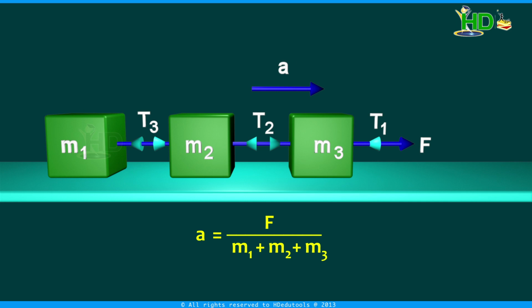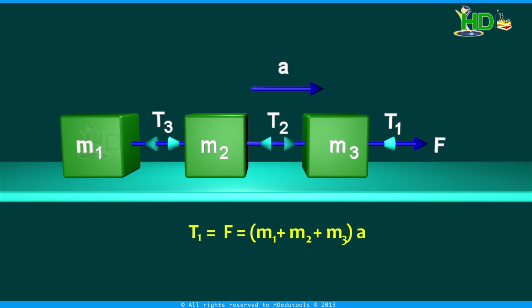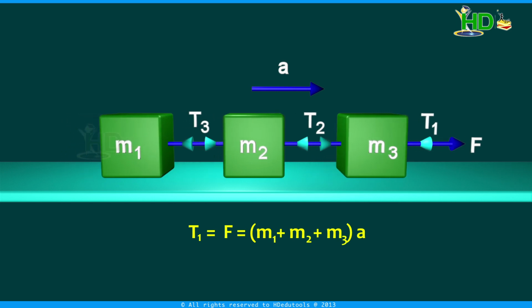For this problem, we can write the expressions for acceleration and tension as follows. The acceleration of the system is A equal to F by M1 plus M2 plus M3, and the tension T1 is nothing but F, and this is equal to (M1 plus M2 plus M3) into A. This is nothing but the force required to move the system having the masses M1, M2 and M3 with acceleration A.